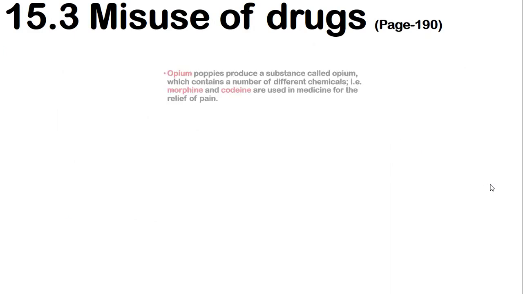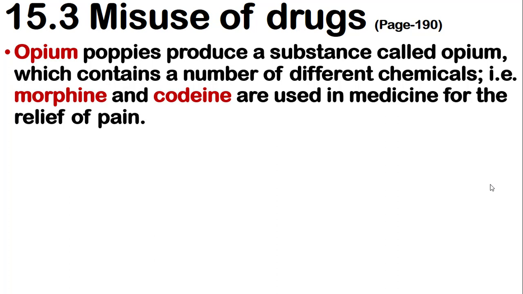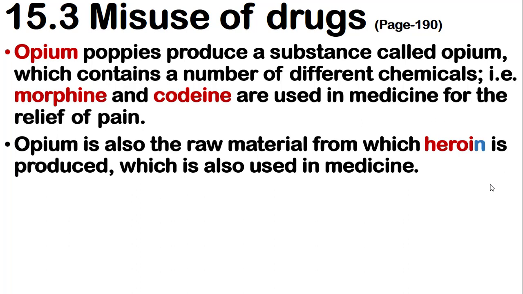Misuse of drugs. Opium poppies produce a substance called opium, which contains a number of different chemicals, for example, morphine and codeine. Morphine and codeine are useful substances for the manufacture of most medicines. But these two substances can also be used to produce heroin, one of the dangerous narcotics or misused drugs. Opium is also the raw material from which heroin is produced, which is also used in medicines.